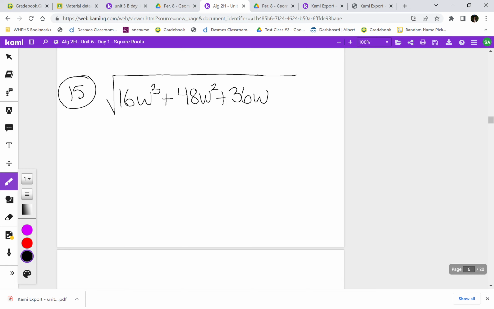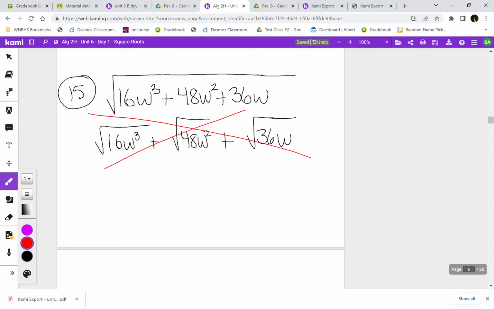I've added addition and subtraction signs. Do you want to know what the biggest mistake is? The biggest mistake is that students think they can treat these individually, meaning they simplify 16w to the third, they simplify 48w squared, they simplify 36w. You cannot split a radical through addition signs. So this is not allowed. You cannot do that. Remember what I said. Anytime I add pluses, now we're a family. They're linked. I cannot do it.